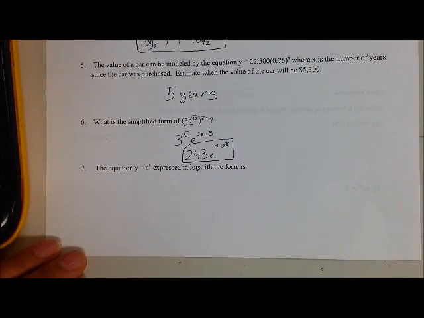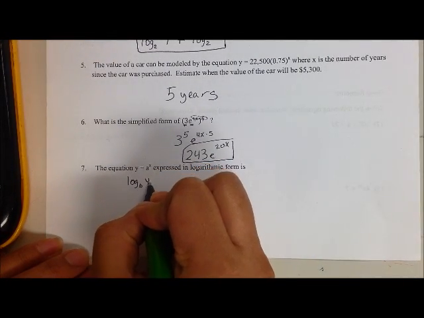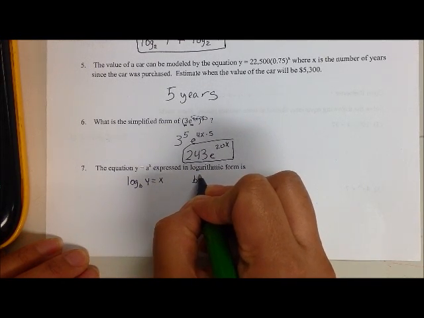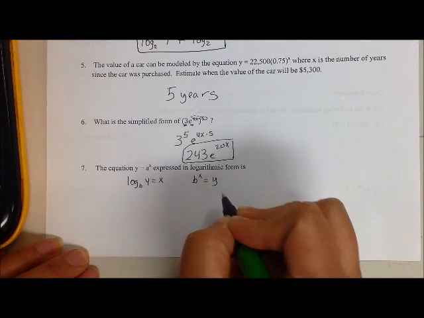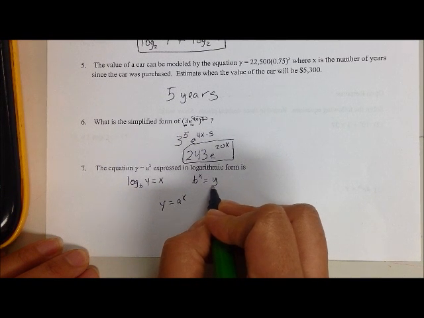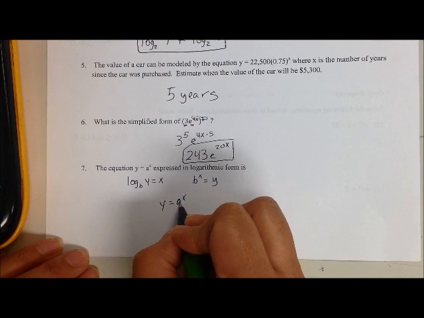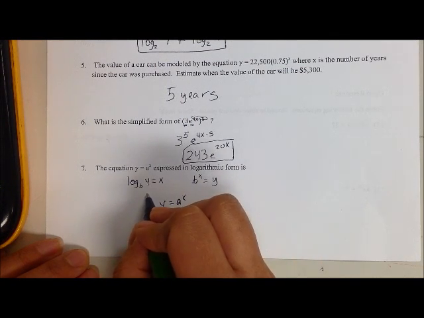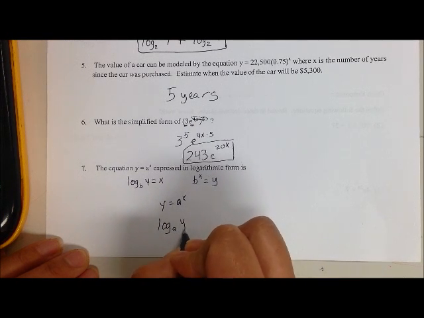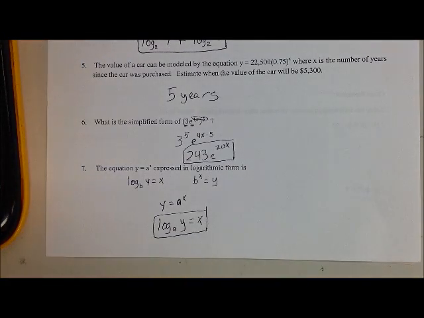Number 7. We have covered log base b of y equals x, and that would be written as b to the x is equal to y. Well, now they gave you y equals a to the x, which is really the same thing as this one, except instead of the b, they gave you an a. So now I have to write it as a logarithm, which would be log base a of y equals x. This here would be the answer for that.